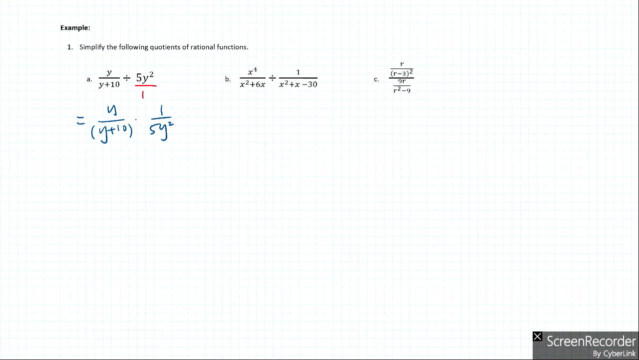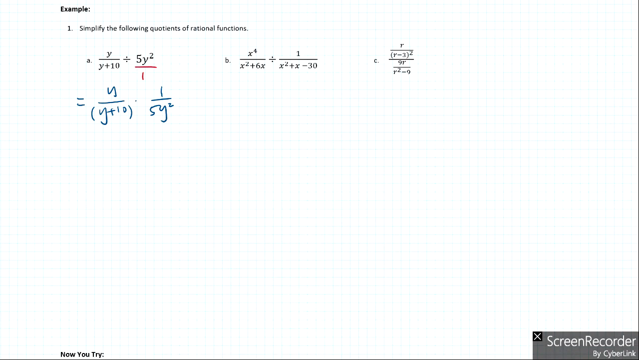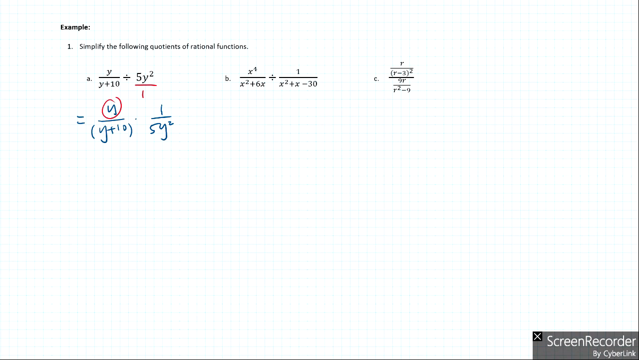Instead, what we can do is see that we have this y in the numerator and 5y squared in the denominator. In this case, we can go ahead and do some cancellation. The reason being that 5y squared is really 5 times y times y. It's all multiplication. There's no addition. Versus in y plus 10, where that y is being added to 10. So anytime we want to do cancellation, think about factors, think about multiplication. Components of things being multiplied can be canceled out altogether.